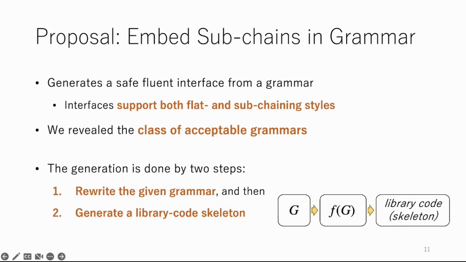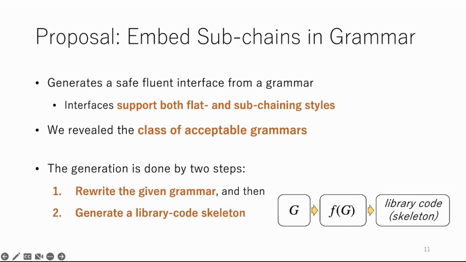So we propose a design for generators of safe Fluent interface supporting both flat and subchaining styles. Our method is very simple, so we can inspect what grammar it can accept. Our method generates a safe Fluent interface by two steps. The first step rewrites the input grammar, and then the second step generates a library skeleton from the rewritten grammar.